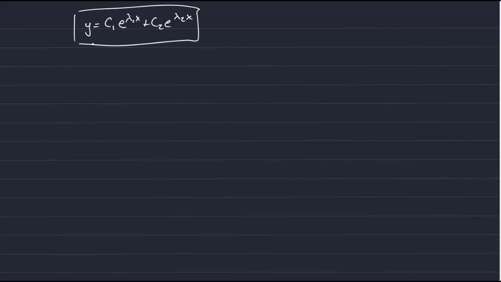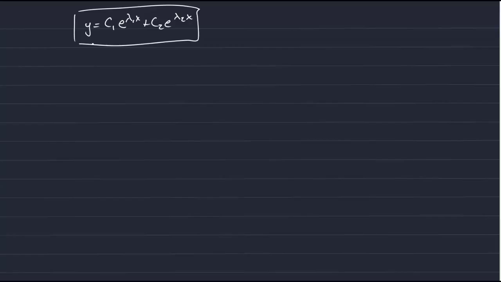So in general, for this case, the solution is y is equal to c1 e to the lambda 1x plus c2 e to the lambda 2x. And that's the solution to this second order linear ODE.